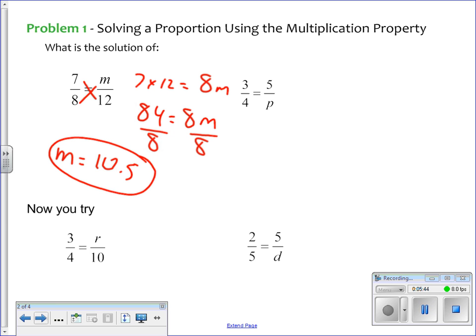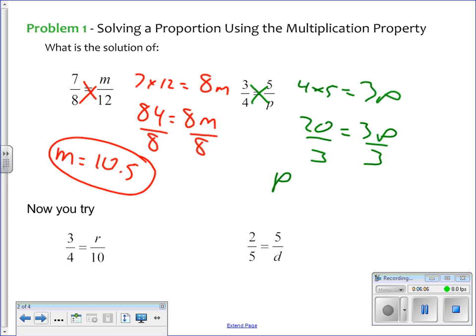Second example, same idea. Use the cross product. 4 times 5 is equal to 3 times p. 4 times 5 is 20, equal to 3p. Divide both sides by 3. P equals 20 thirds. And you can just leave it just like that.